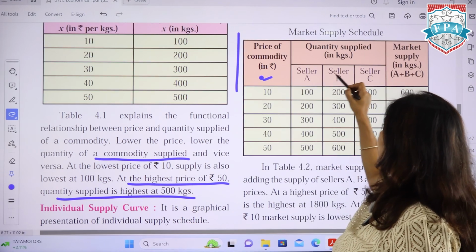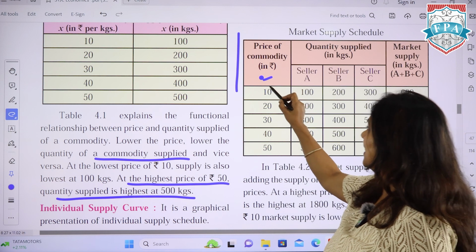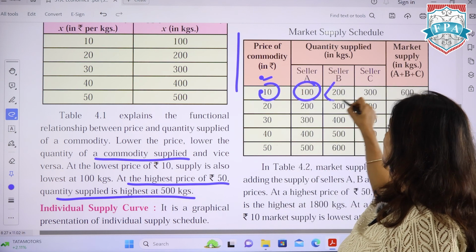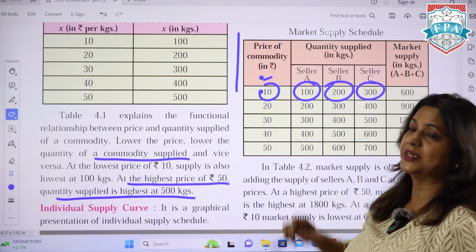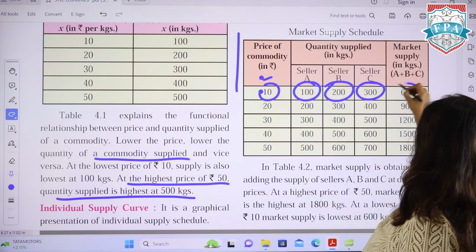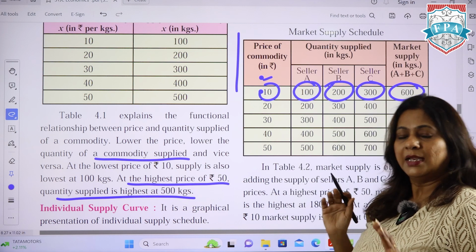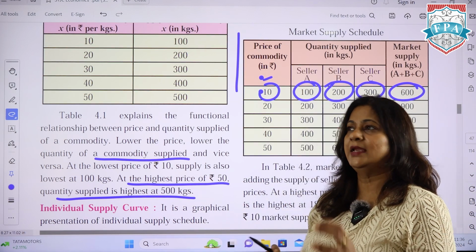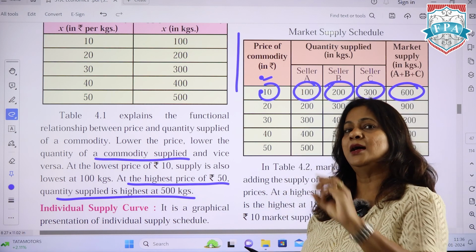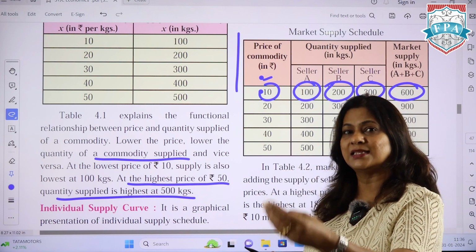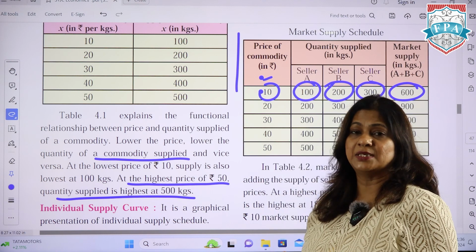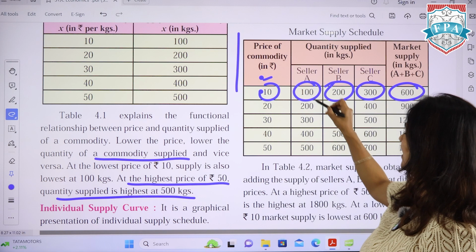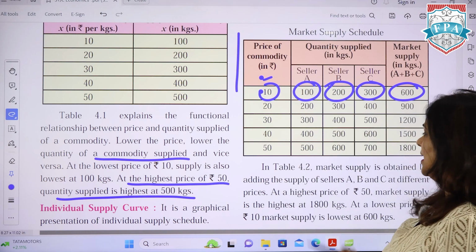So supplier A, supplier B, supplier C. 10 के प्राइस पर if supplier A was ready to supply 100, supplier B was ready to supply 200, supplier C was ready to supply 300, so total supply is 600. इंडिविजुअल और टोटल में या मार्केट में इतना सा फर्क है कि इंडिविजुअल में एक सेलर था, मार्केट में एक से ज्यादा सेलर है. स्केड्यूल उसी हिसाब से बनाना and then you can just प्राइस बढ़ रहा है and you can keep on increasing the supply.